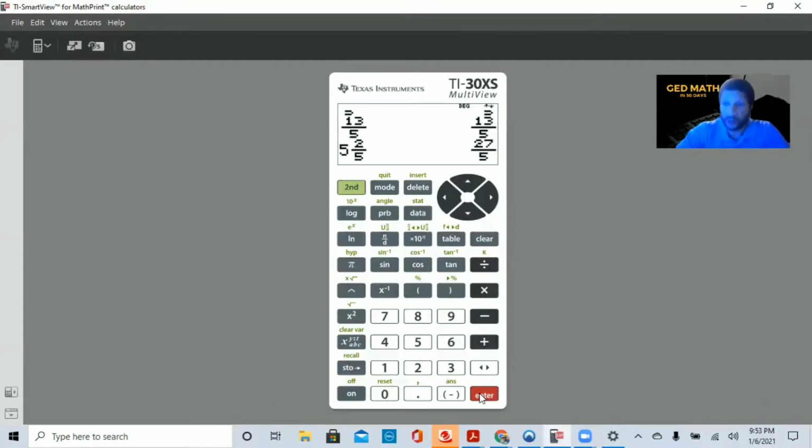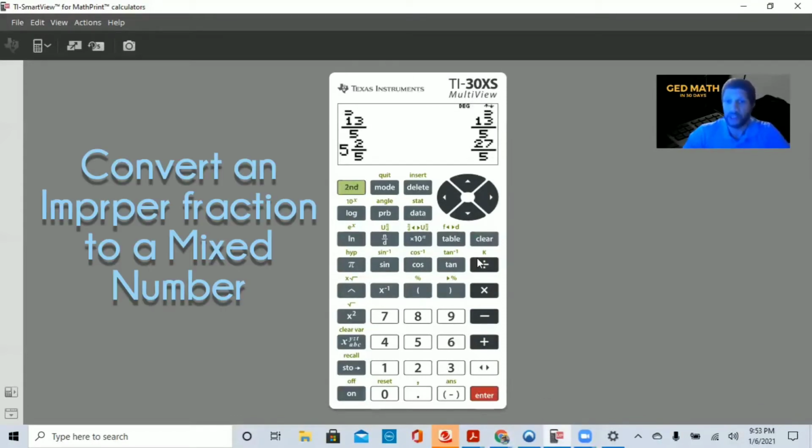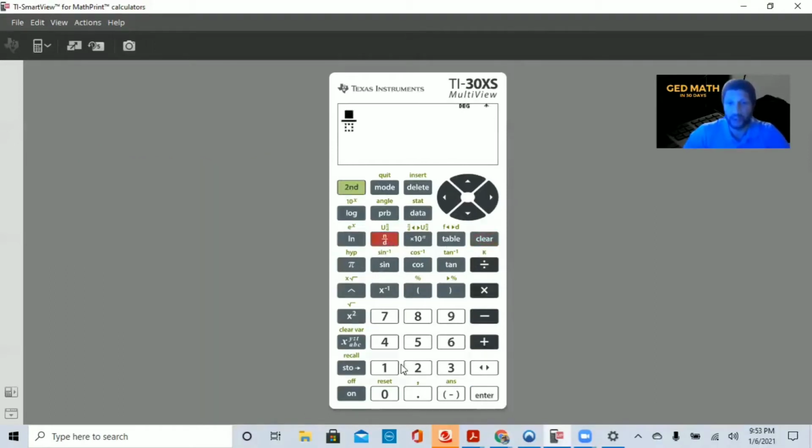Now, for one of the first 5 questions on your exam, you're probably going to know how to do this by hand, but let me show you how to do it on the calculator also. That's changing an improper fraction into a mixed number. Very easy. Again, we're going to use the same example, 13/5.